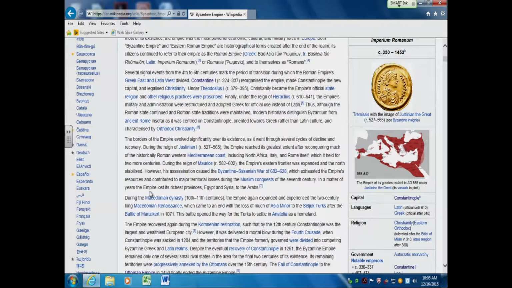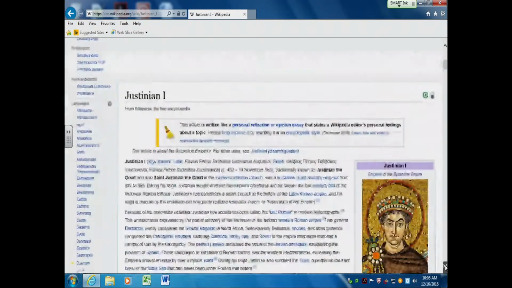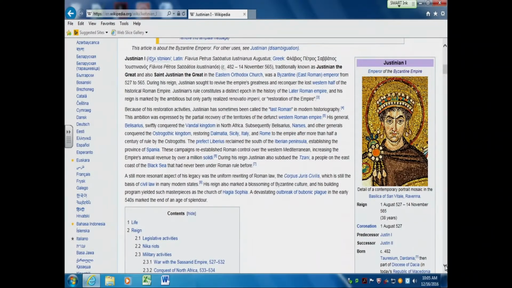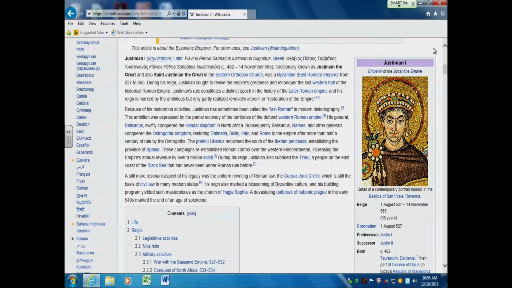Now, the person that I want to focus on here is Justinian. Justinian is probably the greatest of the Byzantine Empire emperors. And this is a portrait of Justinian, but it's not a painting, it's a mosaic. It's ceramic tiles, colored ceramic tiles that are broken up and put together to create this rather unique kind of artwork that's very characteristic of the Byzantine period. And this is one of the better images we have of Justinian.